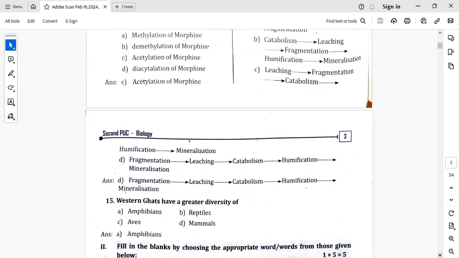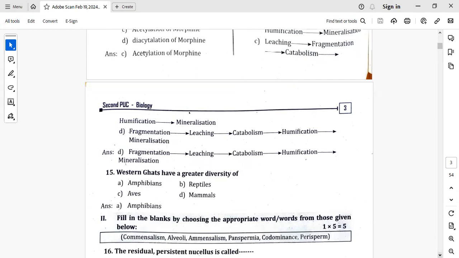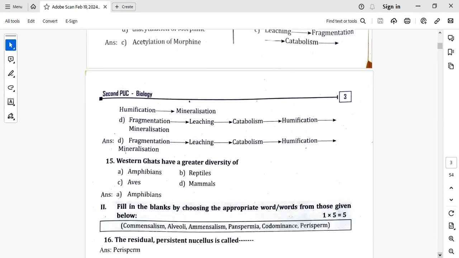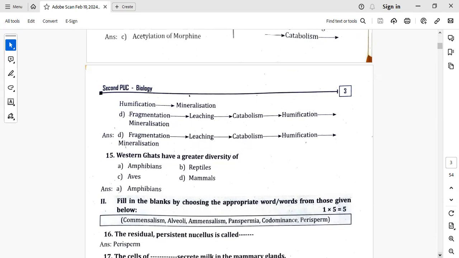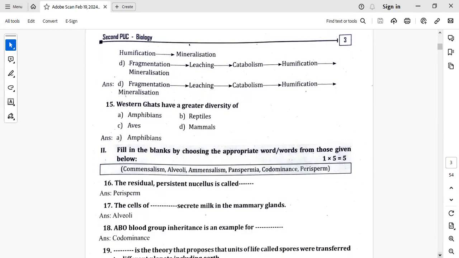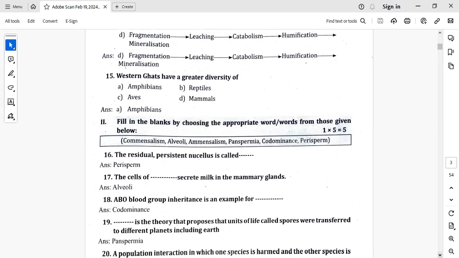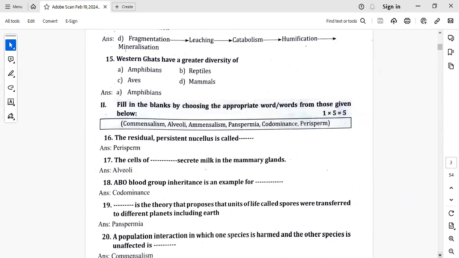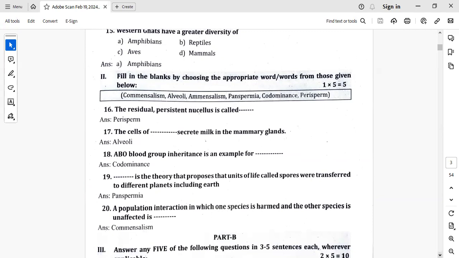Western Ghats have a greater diversity of amphibians because it is moist in nature, so amphibians are found greatly in the Western Ghats. Moving on to the second section, the residual persistent nucellus is called perisperm. This nucellus is present inside the matured embryo sac. The cells of dash secrete milk in the mammary glands. The secretion of milk happens in the alveoli. So it is the alveoli.